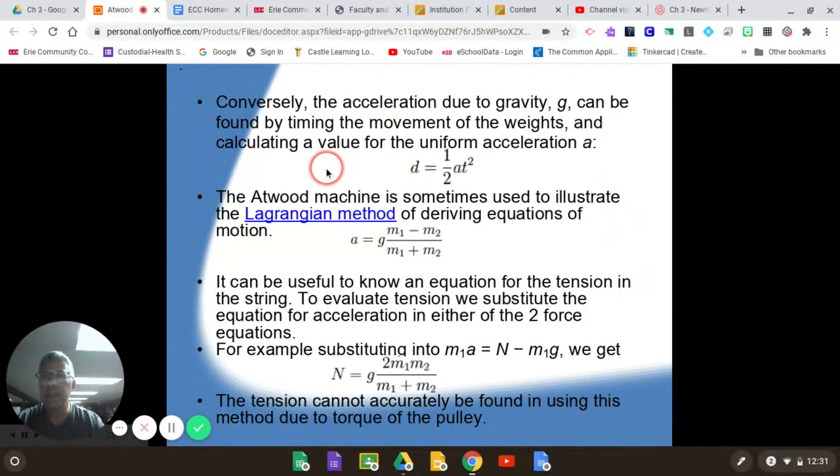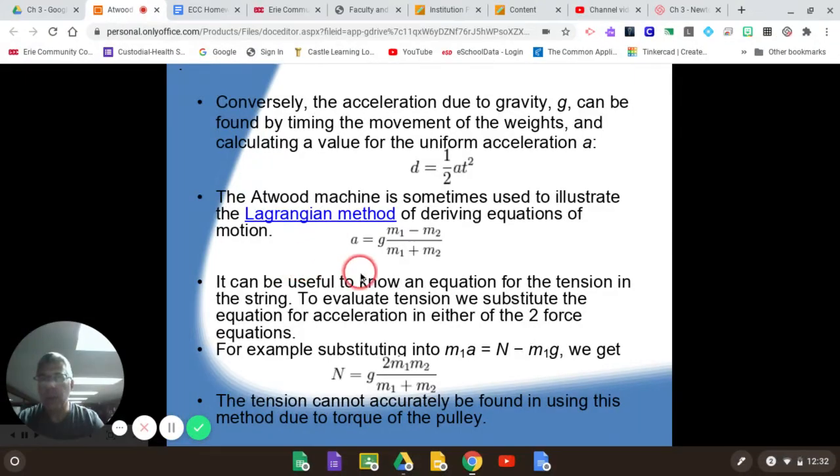So conversely, the acceleration due to gravity g can be found by timing the movement of the weights and calculating a value for uniform accelerated motion. So the distance that mass drops, let's say when he did the experiment, 1 meter, is equal to 1/2 acceleration times time squared. So he times it, and then he came up with little a. You put little a in here, equals g, mass 1 minus mass 2 over mass 1 plus mass 2. You can use algebra to pull g out.